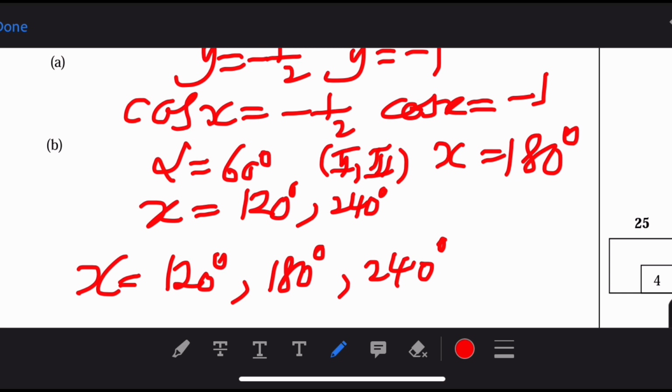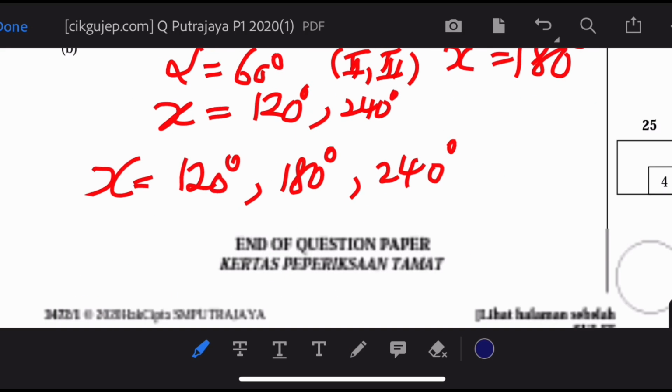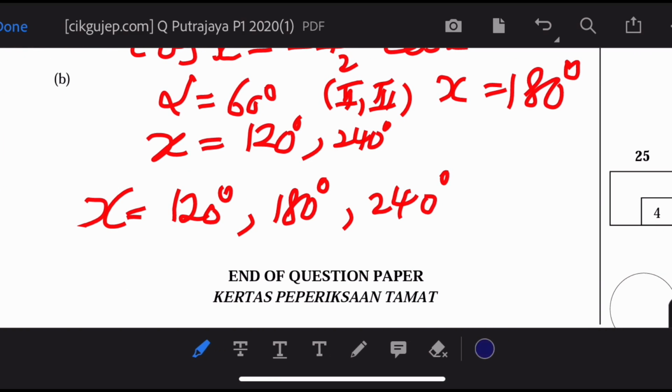For the solving of trigo equation, please remember that you have to find the reference angle by pressing the calculator without negative. Okay, remember that, press the calculator without negative, because alpha is always a first quadrant angle. That's why you cannot put in the negative. And then you refer to the quadrant.